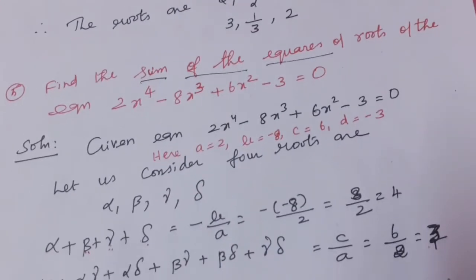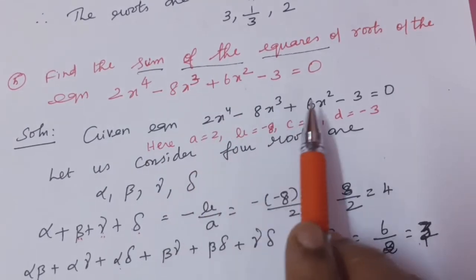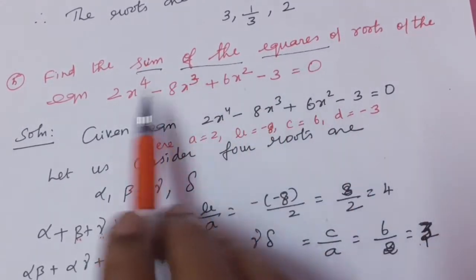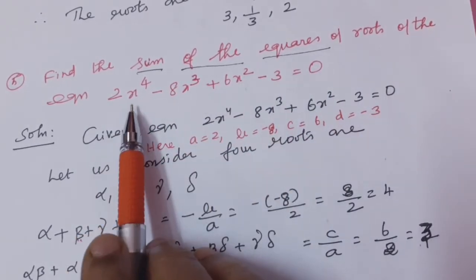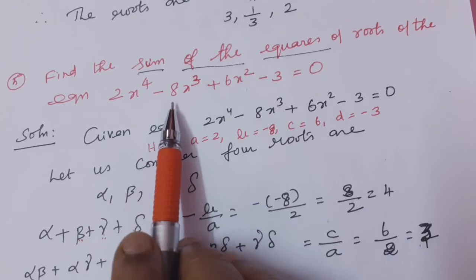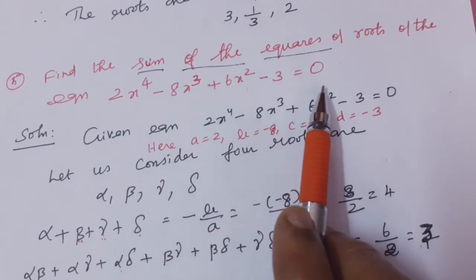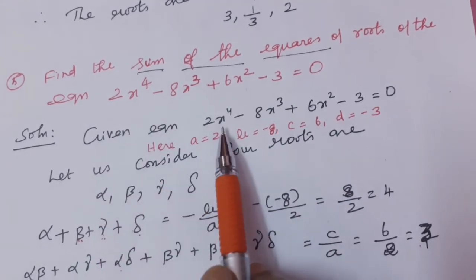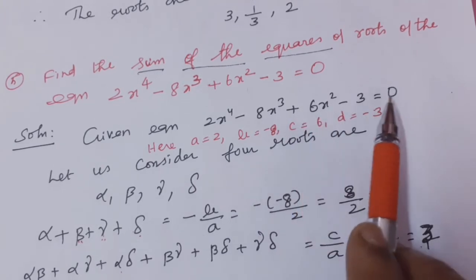Find the sum of the squares of the roots. Underline it. Find the sum of the squares of the roots of the equation 2x power 4 minus 8x cubed plus 6x square minus 3 equal to 0. What is the given equation? The given equation is 2x power 4 minus 8x cubed plus 6x square minus 3 equal to 0.